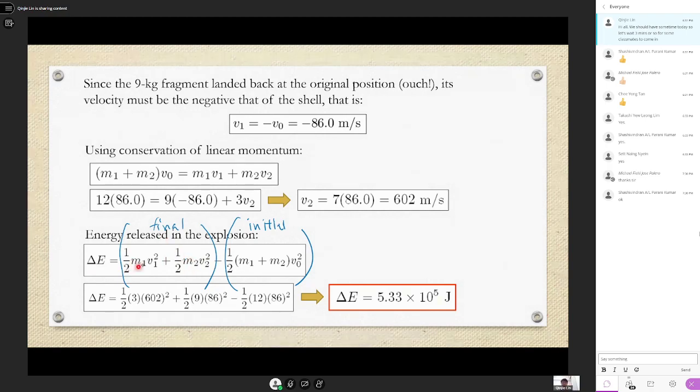And initially is before explosion. It's a 12 kg mass, and then it's traveling at some initial velocity. Okay, so the whole thing will have some half mv square, which is the kinetic energy. If you take the final minus the initial, right, the difference in energy will be the energy released in the explosion. Okay? Then you put in the values. Delta E, which is the energy released, right, is 5.33 times 10 to the power of 5 joules.